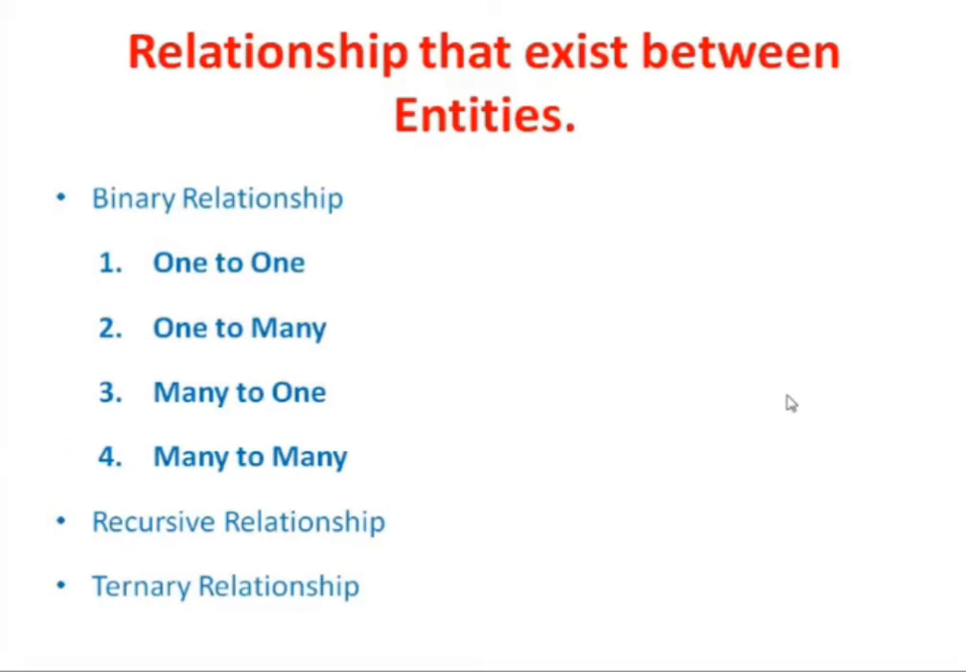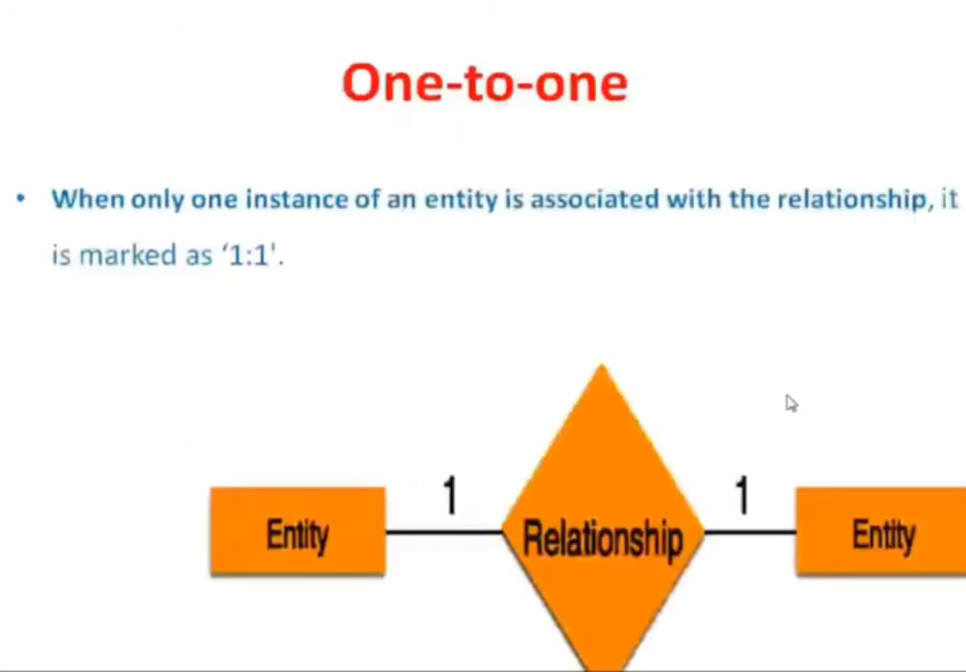Again, in binary relationship, we have different types of relationship, such as one-to-one, one-to-many, many-to-one, and many-to-many. Actually, one-to-many and many-to-one are one and the same. There is no need to explain them in two ways. So let us start with the one-to-one.